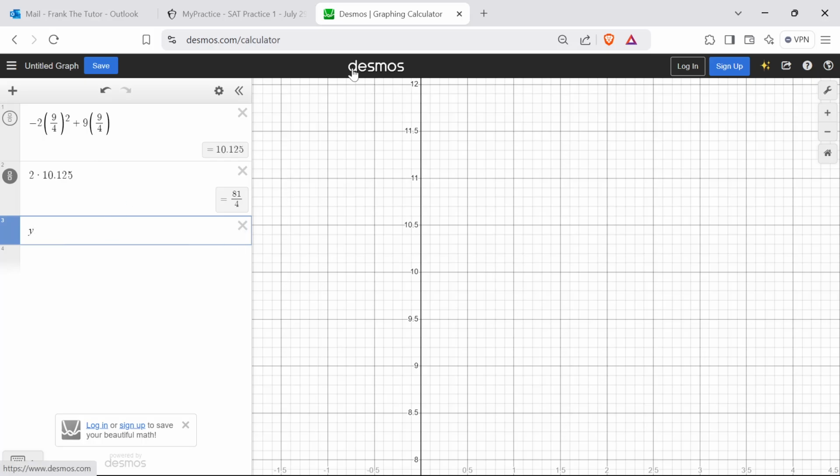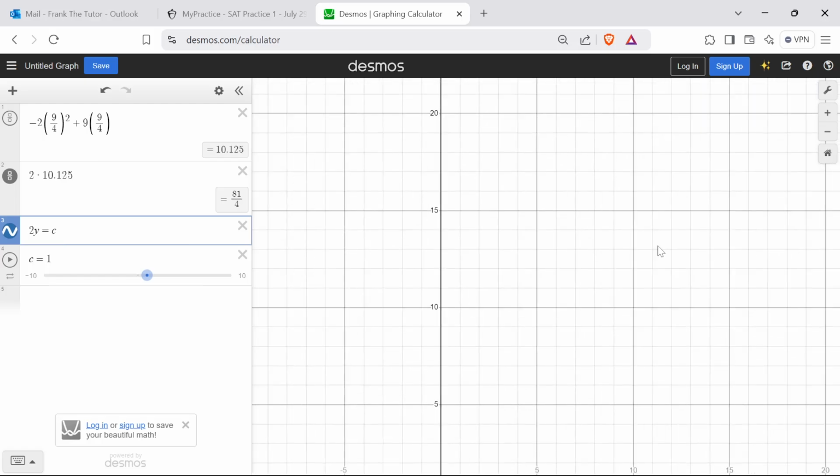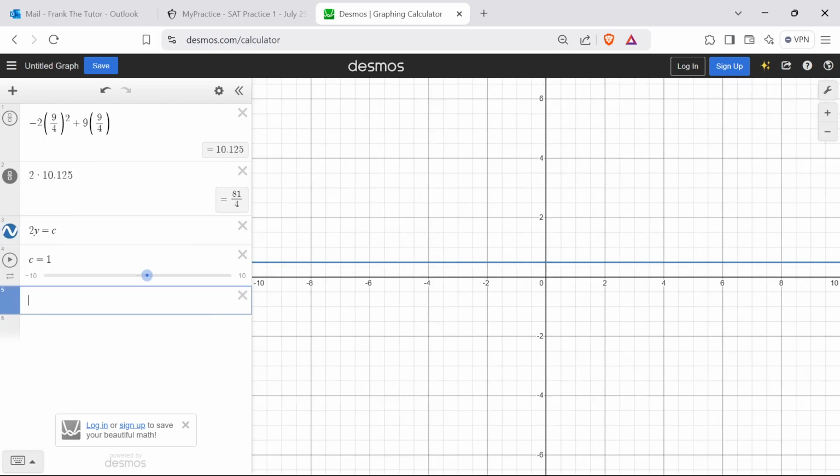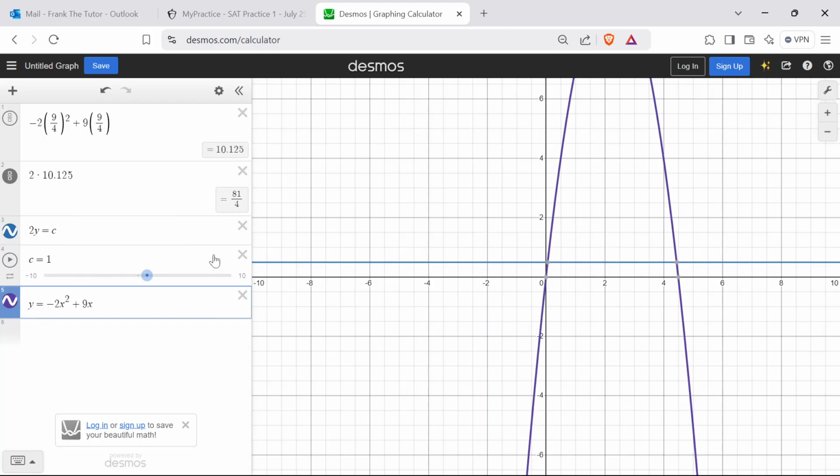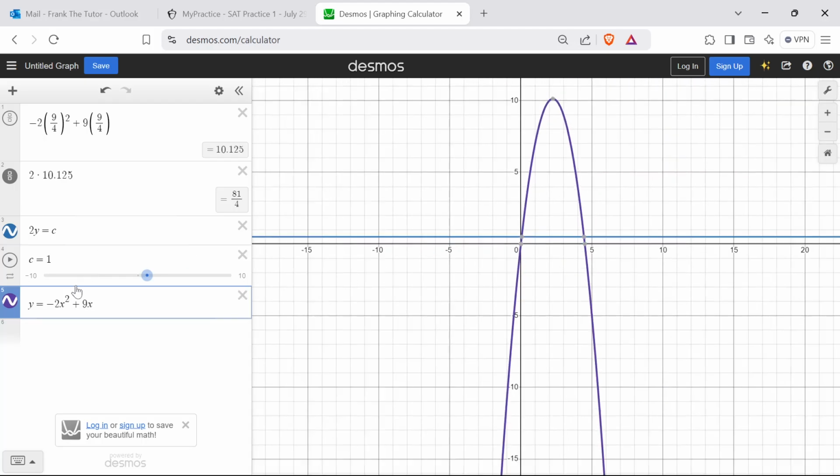I could have also, maybe I didn't realize that this would have to be a horizontal line and it would cross at the vertex. Well, I'm going to use Desmos. I want a slider. Sometimes I have to get rid of the equal sign to get the slider first. So now I've got this line, y equals c over 2, or 2y equals c. I'll put 2y equals c, because that way it's exactly what it shows. And there you will see that that is a horizontal line. And then I will put in y equals negative 2x squared plus 9x.